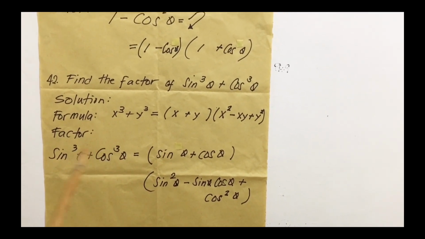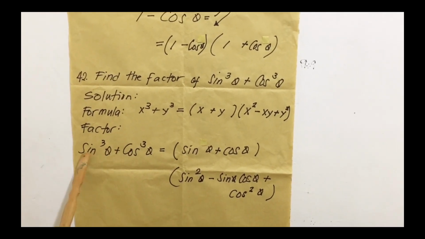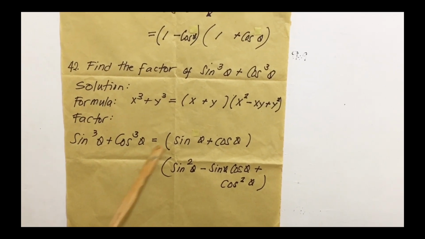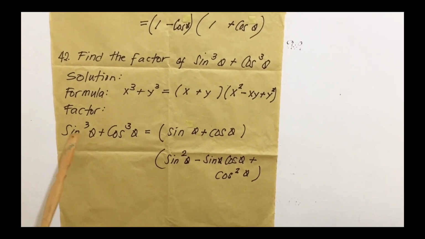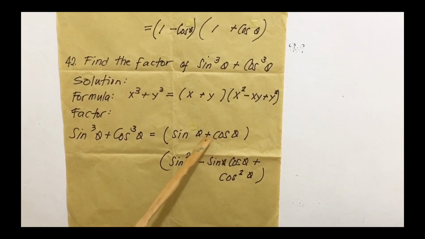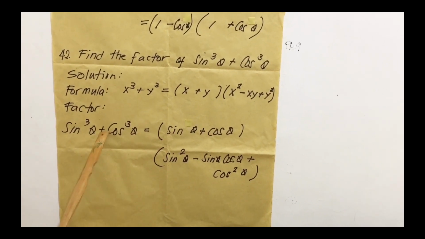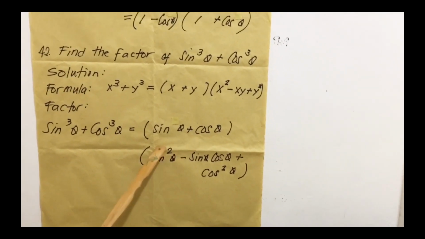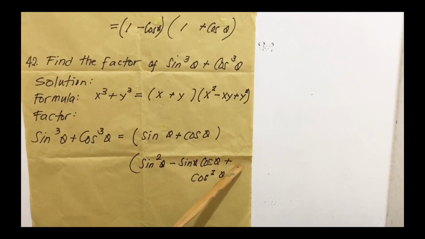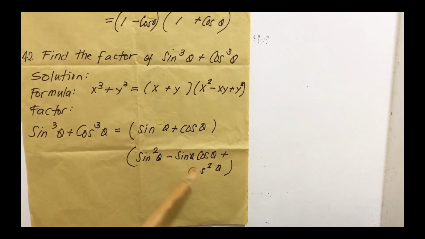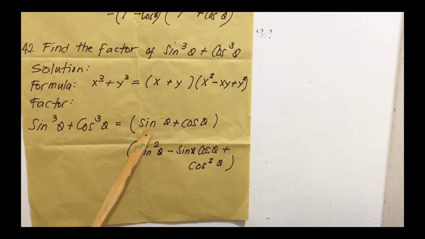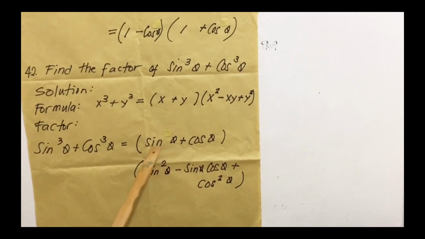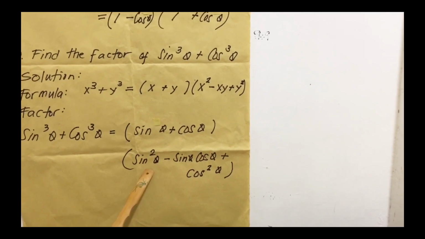And to factor this trigonometric expression, sine cube theta plus cos cube theta equals the first parenthesis, which is copy the sine theta and cos theta, and also copy the addition, the plus sign. Then make another parenthesis for the trinomial. So we're going to find the square of sine theta. So it becomes now sine squared theta.